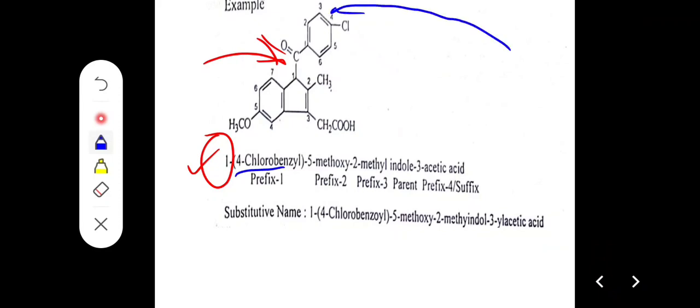So that's why we term the first one 1, because at the 1 position the indole and the benzene ring should be attached. That's why we term it 1. Next one, 4-chlorobenzene, because the 4 carbon of the benzene ring has a chlorine group. That should be termed as prefix 1.